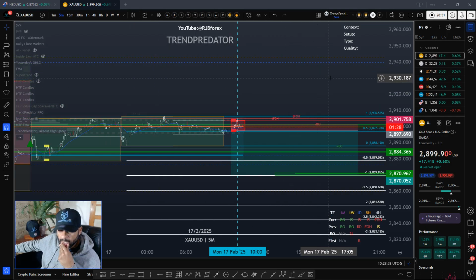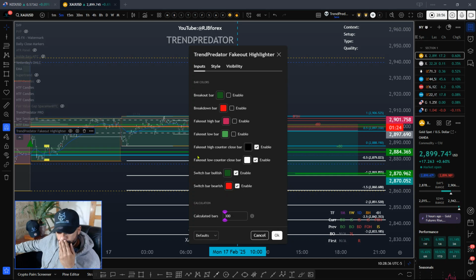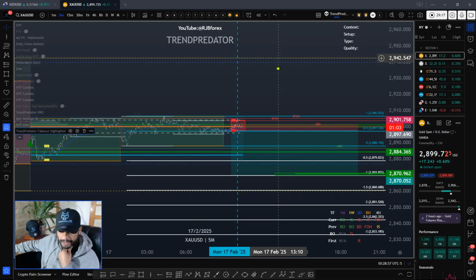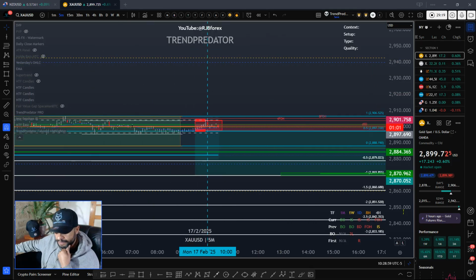What more can I talk? Oh yeah, so we were talking about this fake out indicator. So I've got it color coded as this. Ideally for a short, I'd be looking for one of these black bars accompanied with one of these switch bars, red, or a mixture of the two, or one or the other would be fine. As we can see here, let's look what we've got going on.